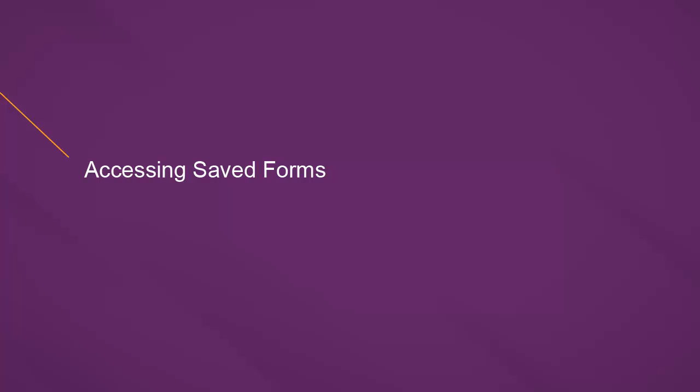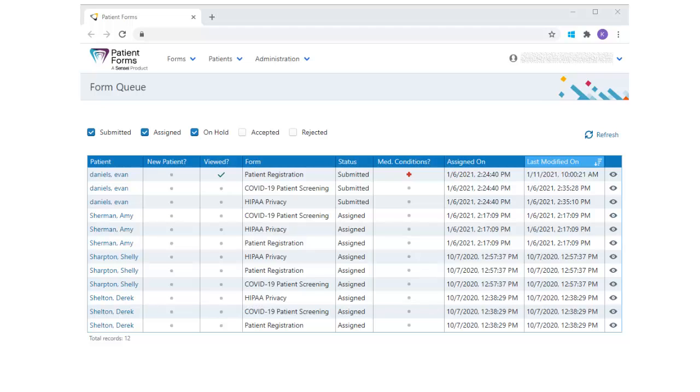Accessing saved forms. Forms that have been accepted and saved or rejected can still be accessed and viewed. To view a complete list of forms from all patients in your database, select the Accepted and/or Rejected filter options from the Form Queue window.